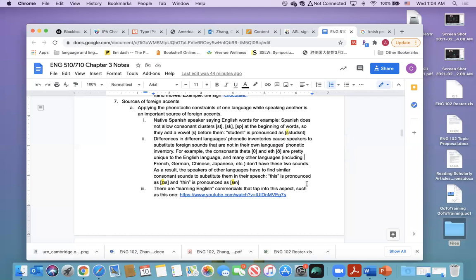I have been learning English myself for more than 20 years, and sometimes these two sounds still trip me up, and I still have difficulties with these two sounds if I'm not careful enough. And so that shows how difficult it is if the person's original language does not have the same phonetic inventory.